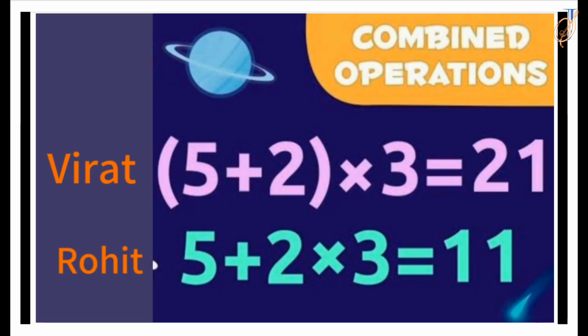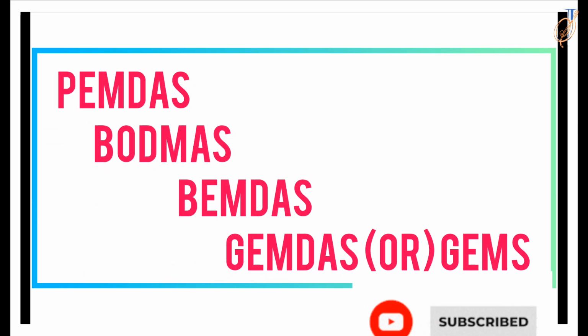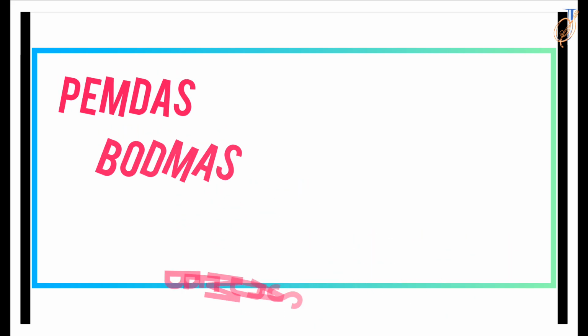As you observe, Rohit and Virat reached different answers. There can only be one correct answer to this expression in mathematics. Can you decide who is correct? PEMDAS is here to help you find the correct answer. To solve the problems, you can use any order of operations, like BEMDAS, BODMAS, PEMDAS or GEMDAS. Any one you can use.